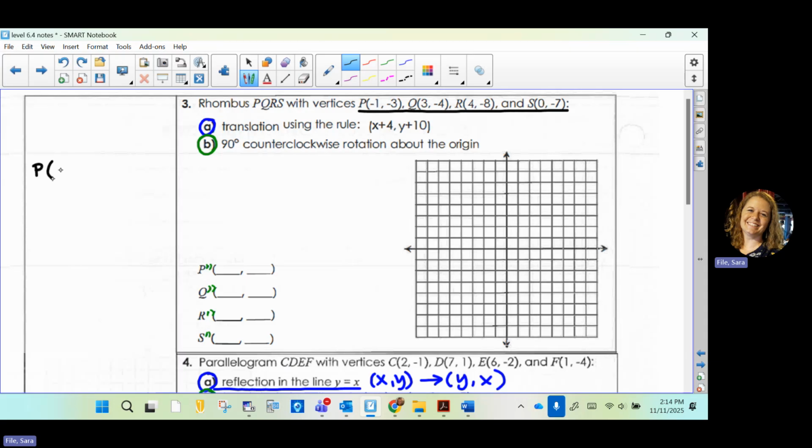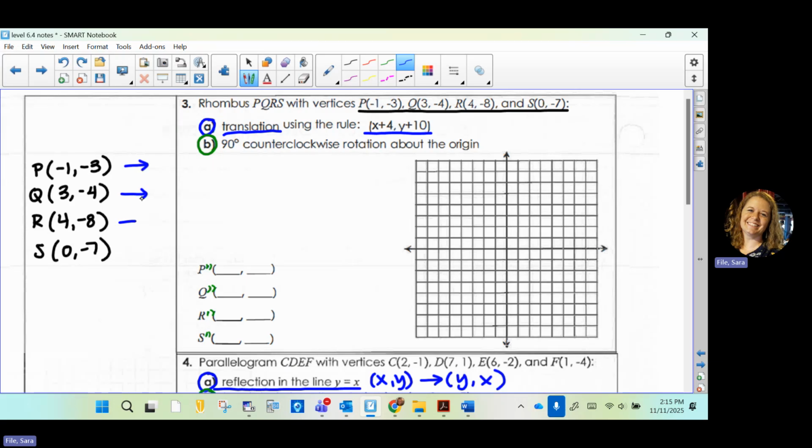So P, Q, R, and S. Okay, so step 1 is a translation, and they say we're adding 4 to the X's and adding 10 to the Y's. So each of these, to get the first transformation done, I'm going to get P prime, Q prime, R prime, and S prime.